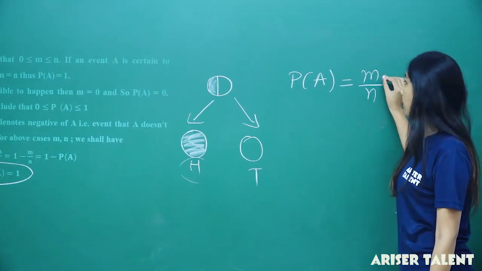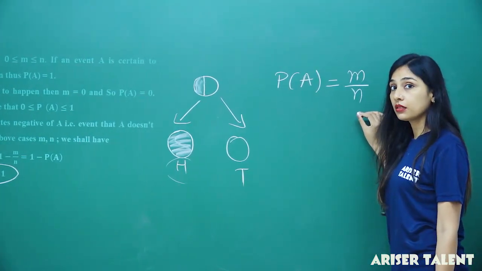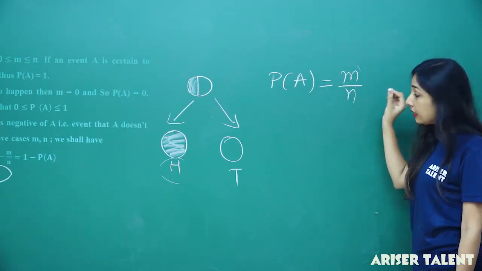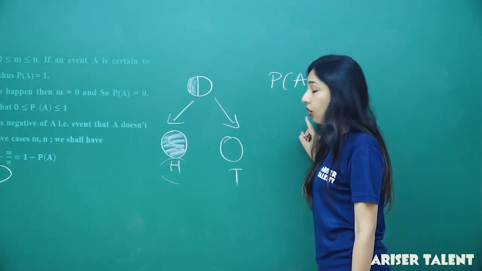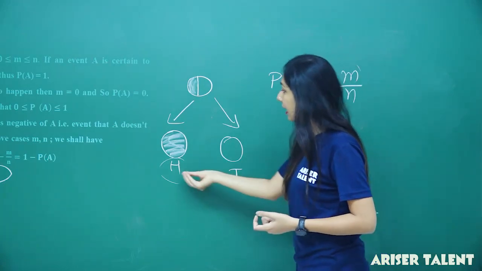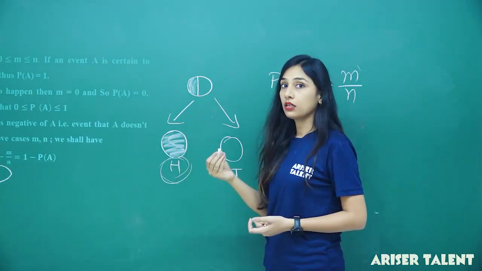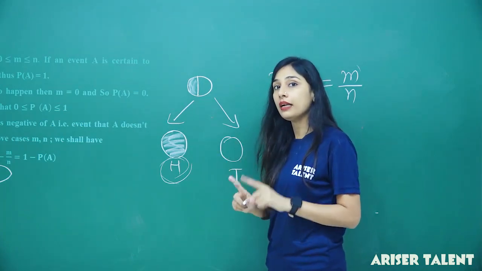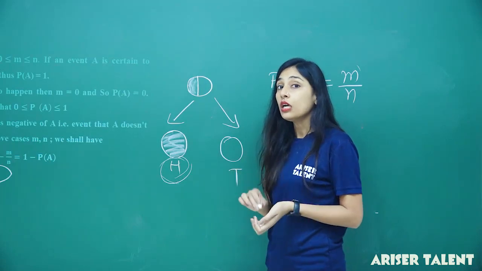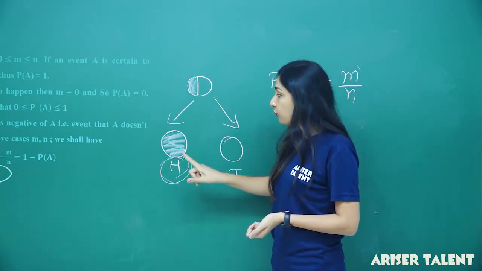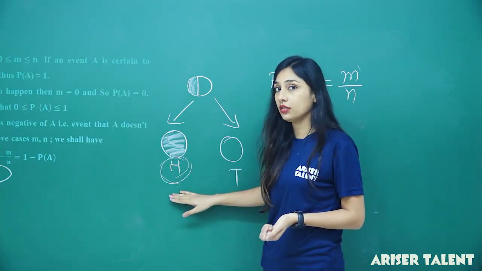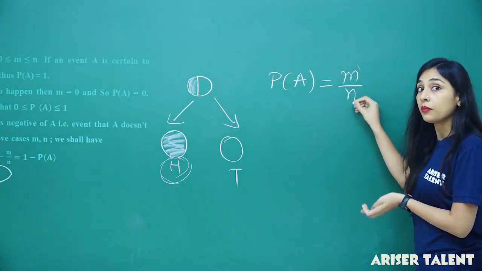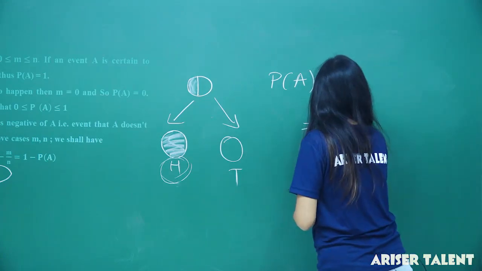It is M by N. Now M is the number of events when head occurs, right? And the total number is n. So what is the probability of head not occurring? Just the total number n minus m.